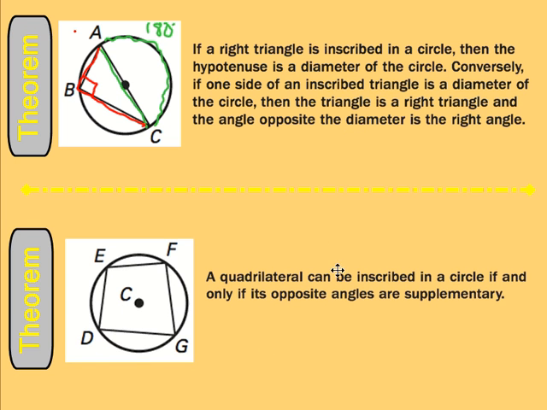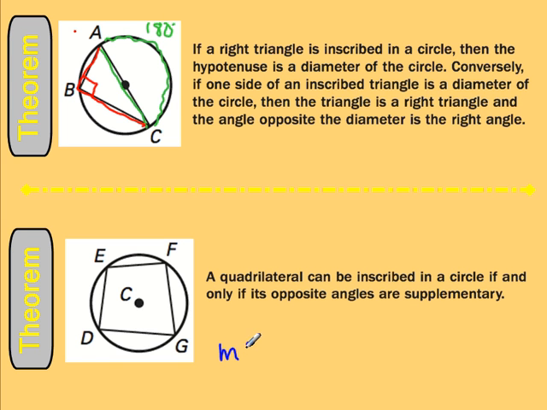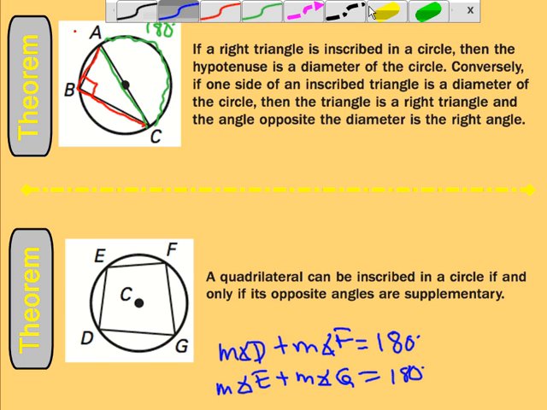Our other theorem also has to do with inscribed polygons. And this one says a quadrilateral can be inscribed in a circle if and only if its opposite angles are supplementary. So we will have to say that the measure of angle D plus the measure of angle F has to equal 180 degrees, and the measure of angle E plus the measure of angle G has to equal 180 degrees. And using the theorems that we had learned before, I'm going to show you how this is true.